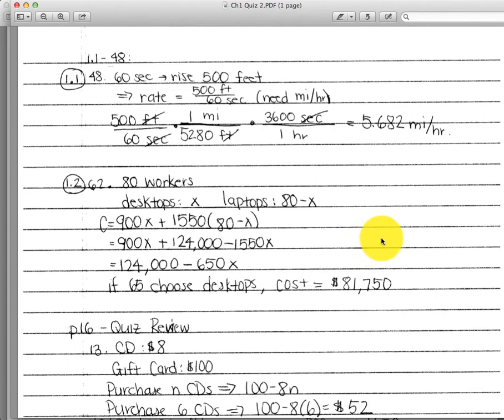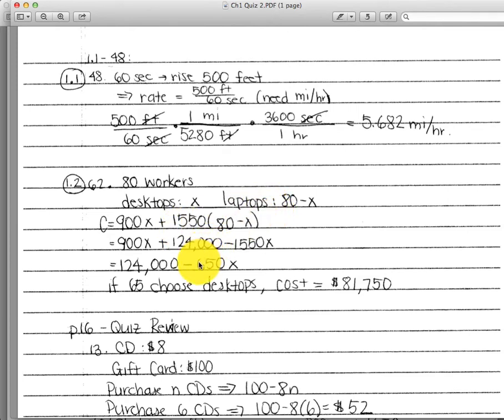In number 62, this is a lot like the lilies and peonies example that we did in the quiz review. It says that there are 80 workers total, and they can either have a desktop or a laptop. Well, if x of them choose the desktop, then that would leave 80 minus x of them to choose the laptops. Again, you have 80 workers. The cost of the desktops, it says, is $900, and the cost of the laptop is $1,550.